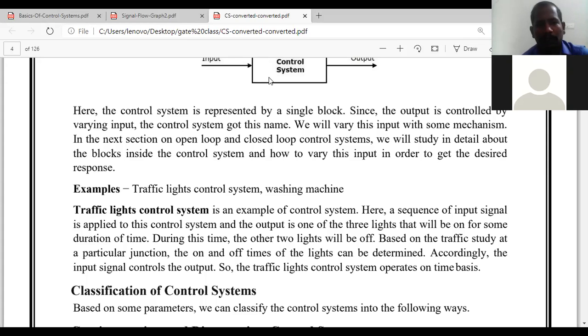The traffic light control, washing machine, ATM. Based on the input you set, it will process and you will get the desired output. Sometimes they may ask questions like giving some examples of a control system, and they will mention some options. So you should think about it and know real-time examples of a control system.